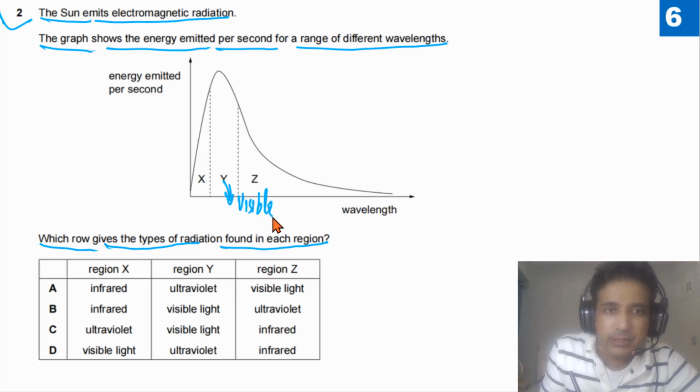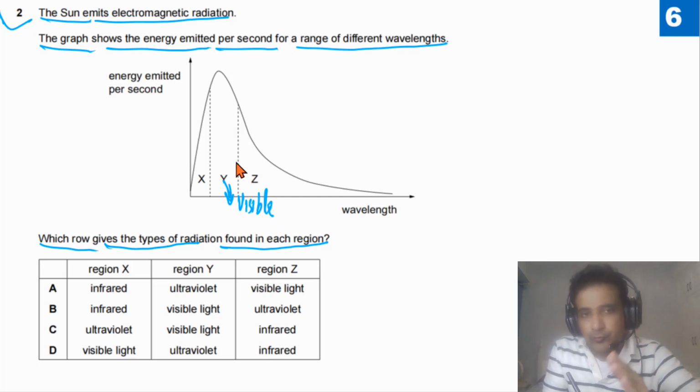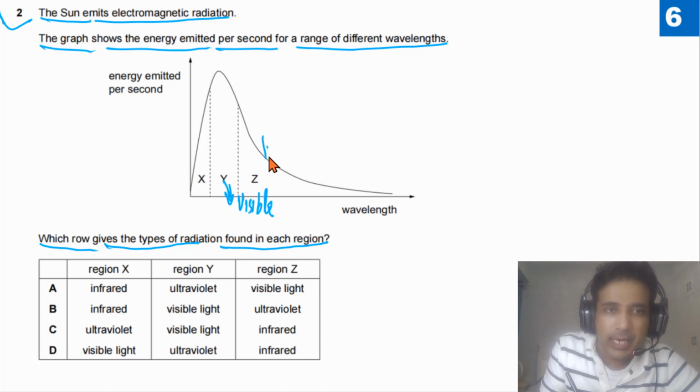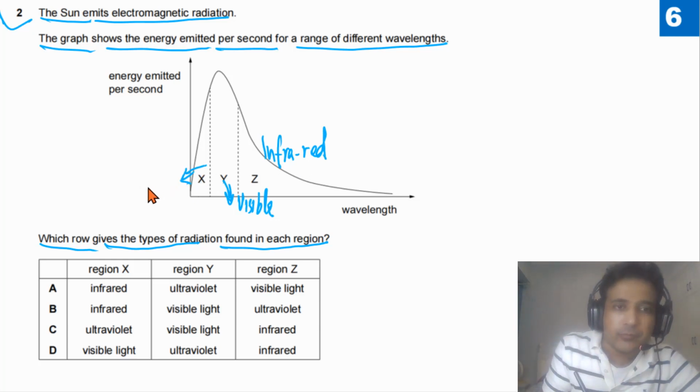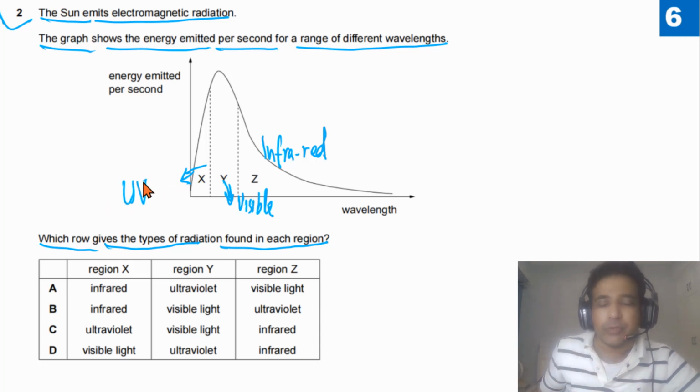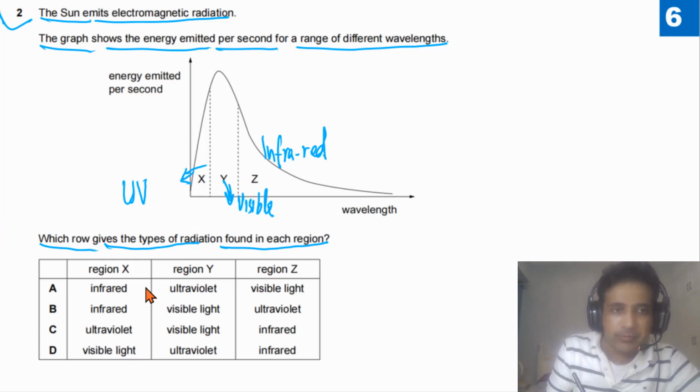So we can say this is visible, and before visible we have infrared. So Z is representing infrared, and after visible, meaning the shorter wavelength, we have UV, ultraviolet. So for this question, X is representing ultraviolet, Y is representing visible, and Z is representing infrared. So the answer for this question is C.